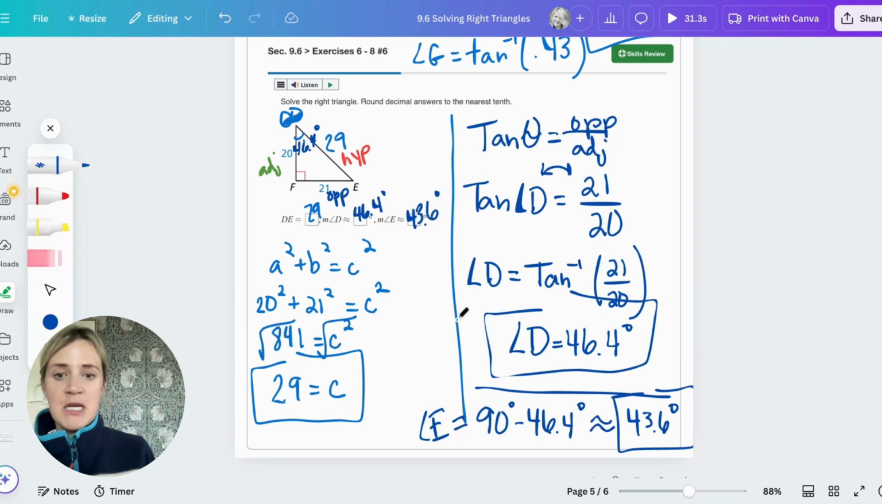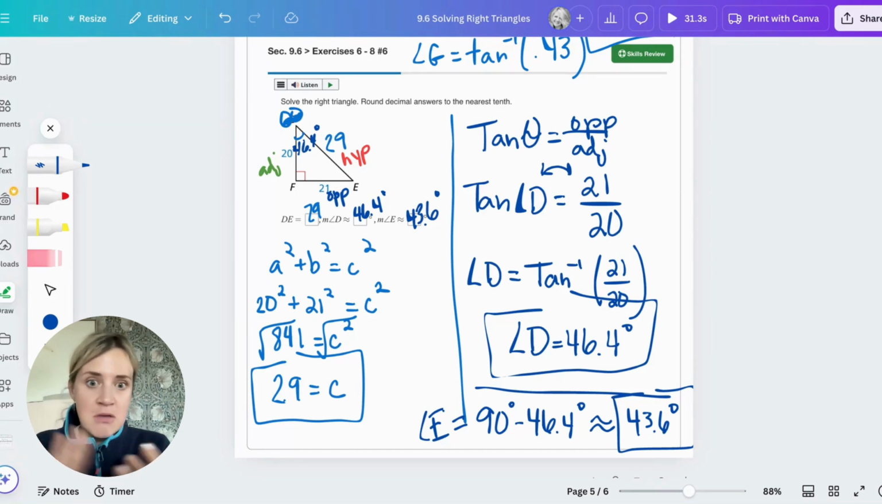These are all approximate answers, rounded. Also, I know I went through this kind of fast. You can always rewind and go through it again. I highly recommend trying it on your own, catching maybe where you're off. If you got the same answers and you did it differently, totally fine. There are many ways to do this. Like I said, had I not solved with Pythagorean theorem first, now I can use sine, cosine, or tangent. I could find angle E first.